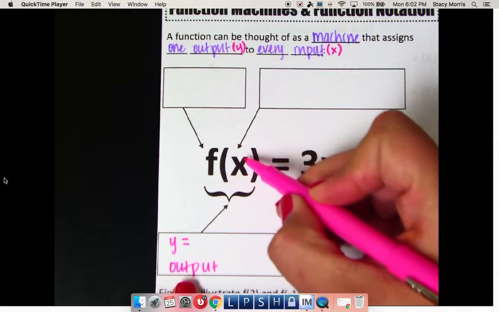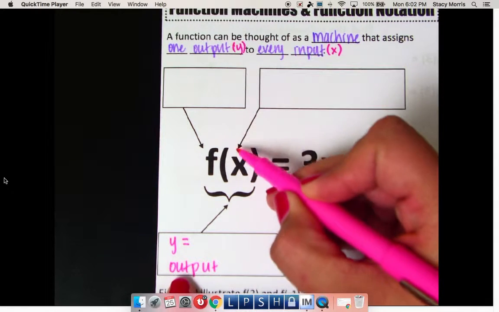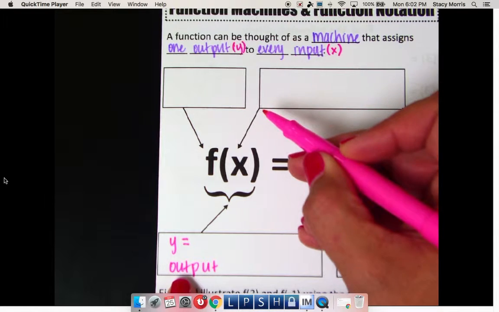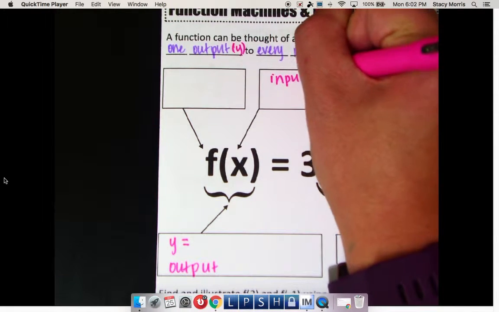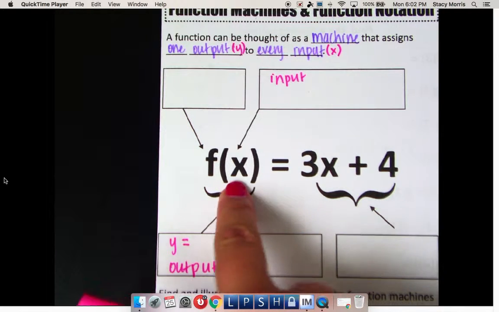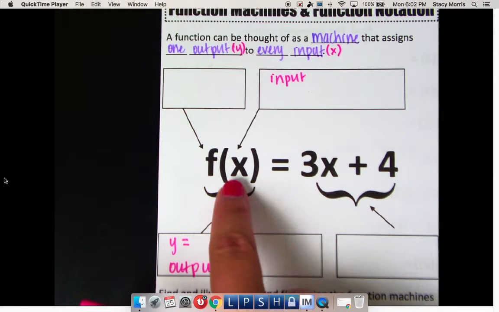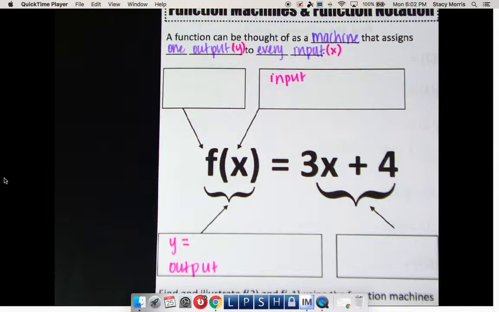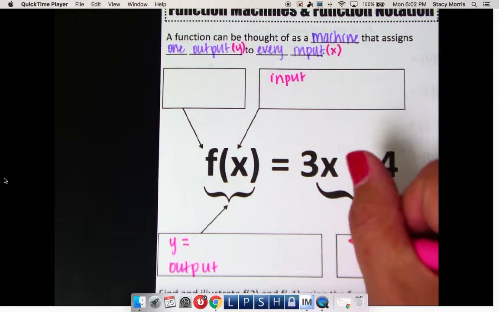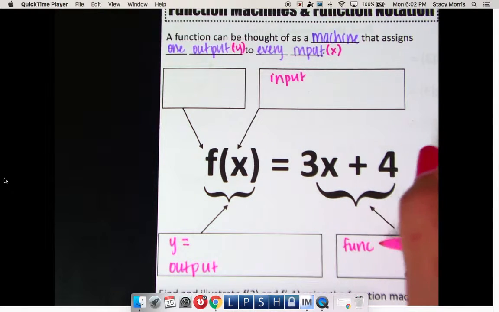The x part right here, this arrow is pointing to the x, that is actually going to be our input. So they're going to put some number there, and they're asking you to put that number in for this x and then evaluate it. The 3x plus 4 part is just the function. This is the actual math part that you're going to use.